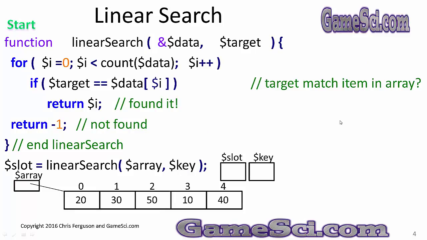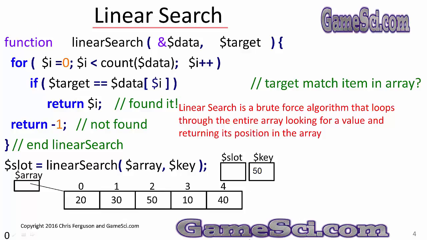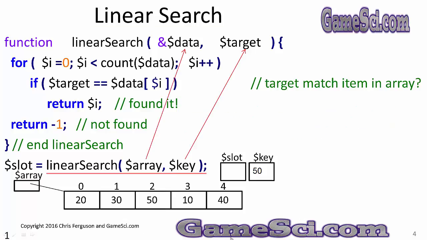Now let's look at something we can do with an array. Let's linear search the array. Let's ask to find something in the array and find out where it's located. Linear search is a brute force algorithm that loops through the entire array looking for a value and returning its position in the array. Returns the index or subscript of where the item was found, if it was found. Let's trace the code and see how it works.